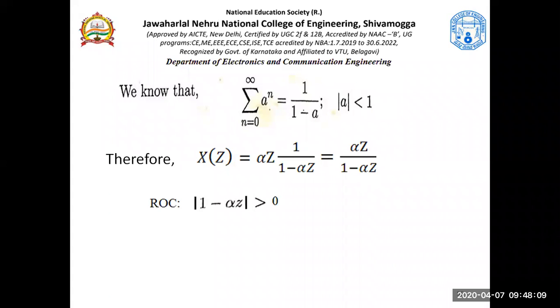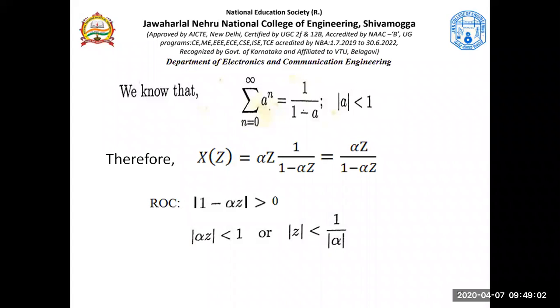Understand that? Now how to see the ROC? There is no z inverse here. This is what we have got immediately after the summation. So how to find out the ROC? ROC is found out by saying the magnitude of the denominator has to be greater than 0, because that is when your x of z would be a finite entity. That's why we have taken the magnitude of the denominator greater than 0, which means the magnitude of alpha z is less than 1, or z is less than 1 by alpha. Understand that? Okay, it's 1 by alpha.